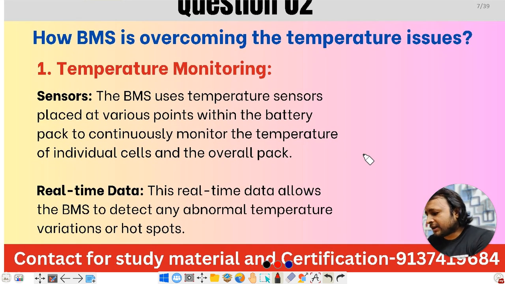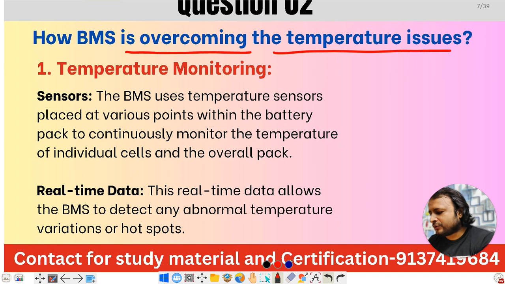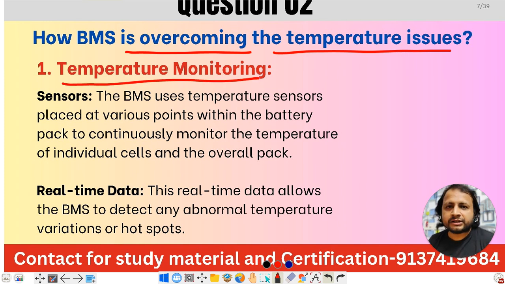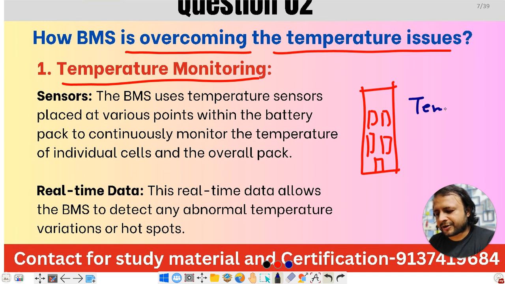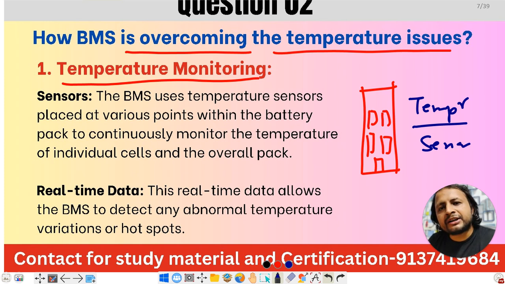And how is the BMS overcoming the temperature issues? First one is temperature monitoring. The BMS is monitoring temperature with the help of, suppose this one is one battery pack, and inside here there are a lot of cells. So the BMS is using a temperature sensor. What is it? Temperature sensor. And from there it is continuously getting feedback on what is the current status of temperature inside the battery pack.